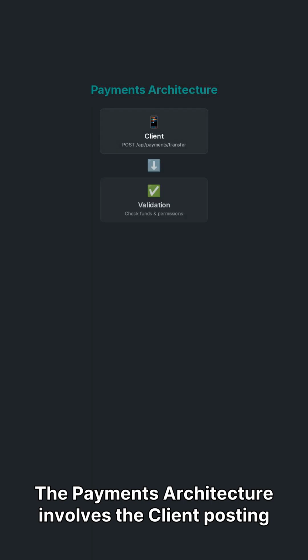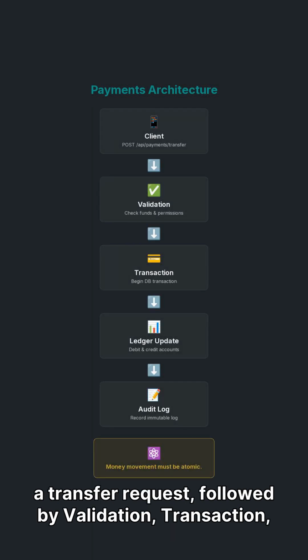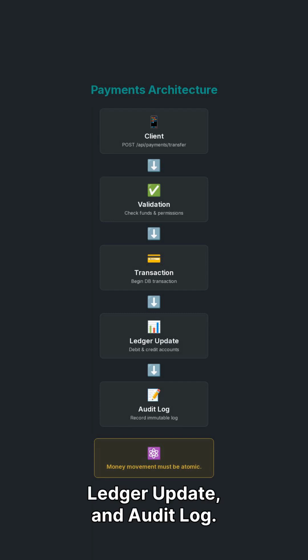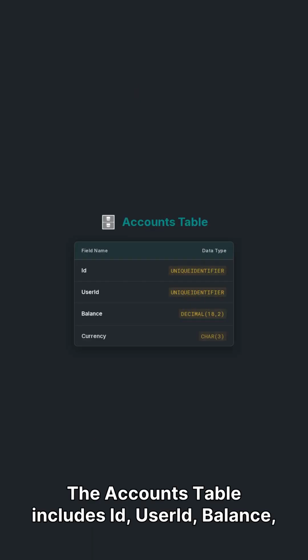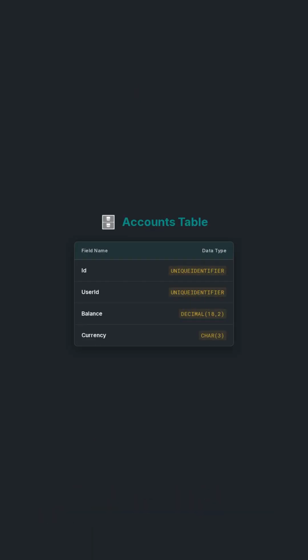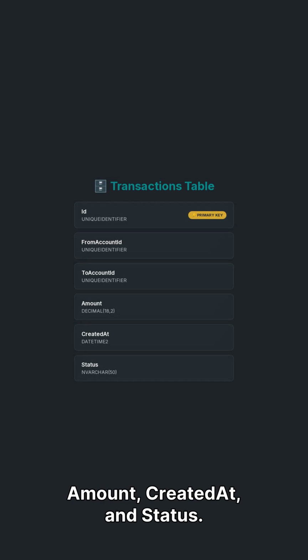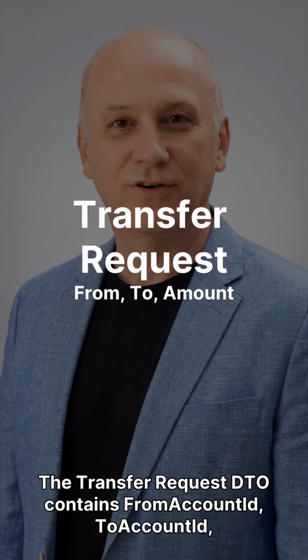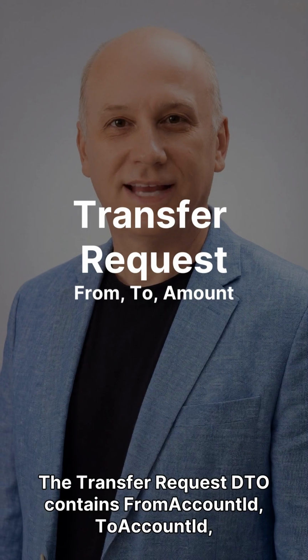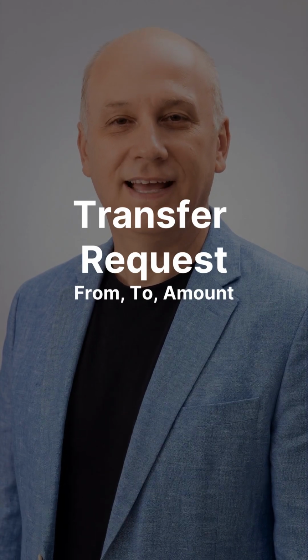The payments architecture involves the client posting a transfer request, followed by validation, transaction, ledger update, and audit log. Money movement must be atomic. The accounts table includes ID, user ID, balance, and currency. The transactions table includes ID, from account ID, to account ID, amount, created at, and status. The transfer request DTO contains from account ID, to account ID, and amount.